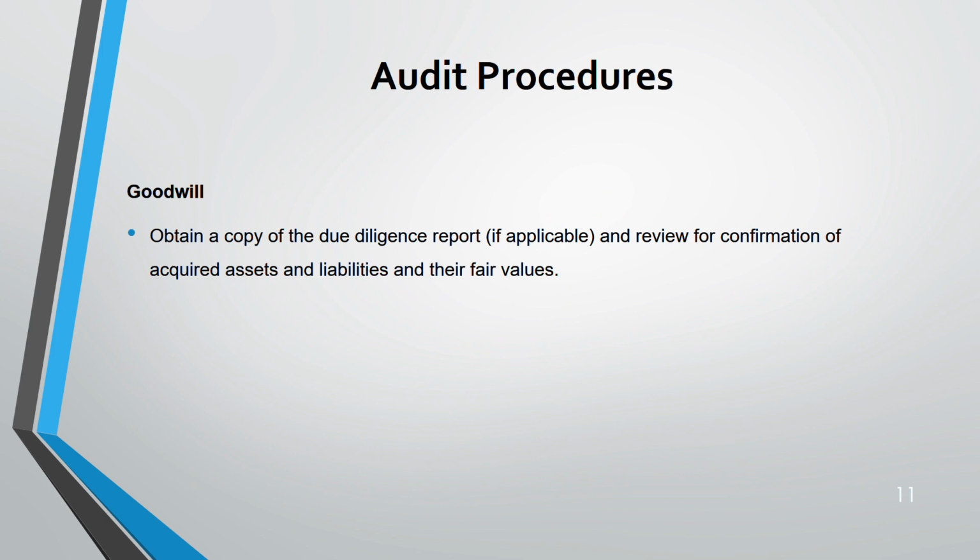Next, if applicable, you can obtain a copy of the due diligence report also. Why? To review for confirmation of acquired assets and liabilities and their fair values. Because according to IFRS 3, business combination, everything needs to be measured at fair value. If you have acquired a subsidiary, all their assets and liabilities need to be measured at fair value. That's why you have to confirm.